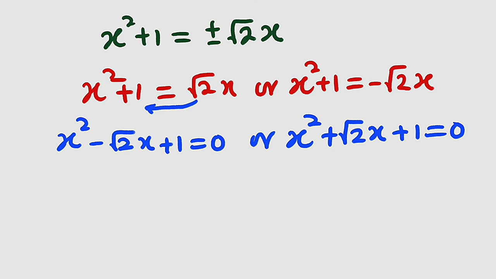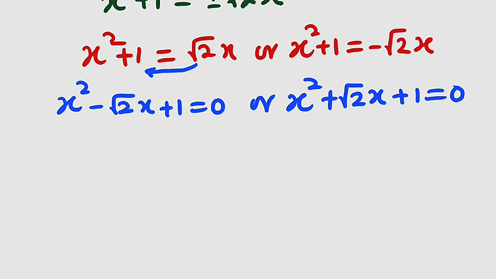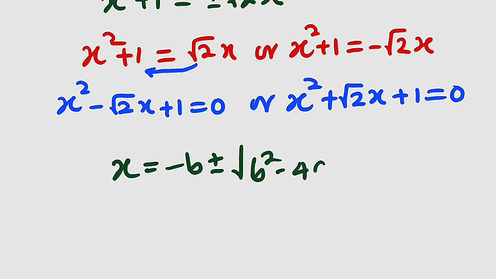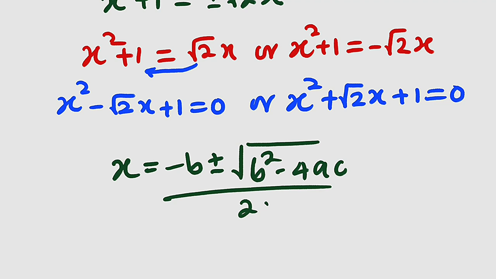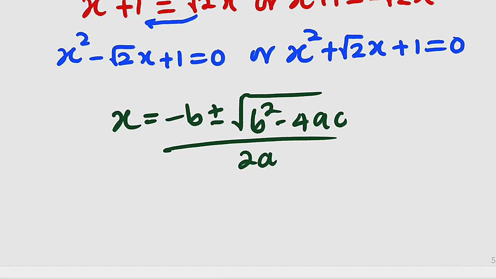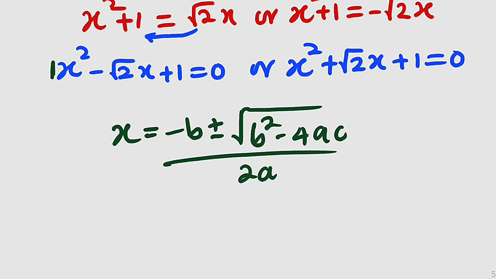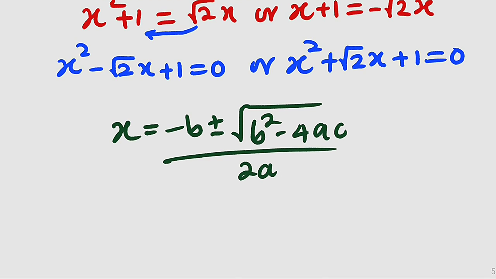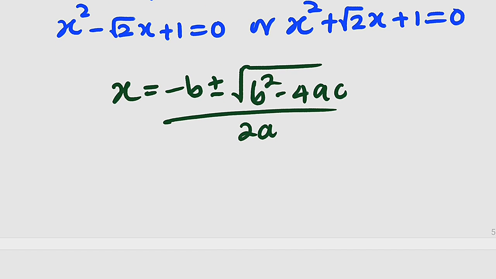We are going to solve each equation using the general formula. And remember, the general formula is: x equals minus b plus or minus the square root of b squared minus 4 times a times c, the whole of this divided by 2 multiplied by a. All right, let's substitute. Remember that a is the leading coefficient, which is 1 here. The coefficient of x, which is negative root 2, is our b, and the constant is c. So let's plug everything into the formula.